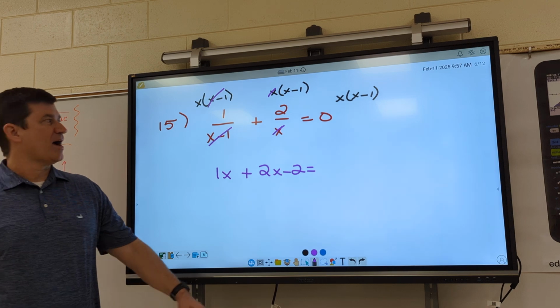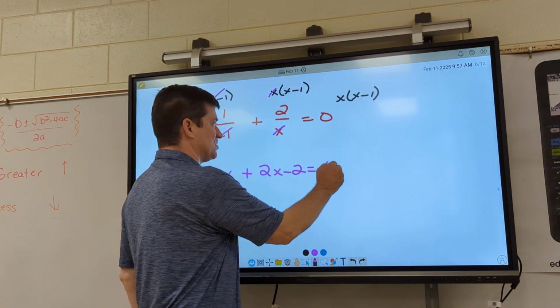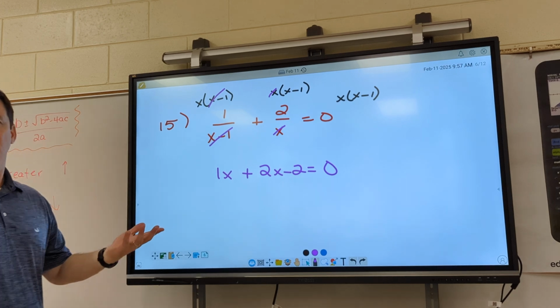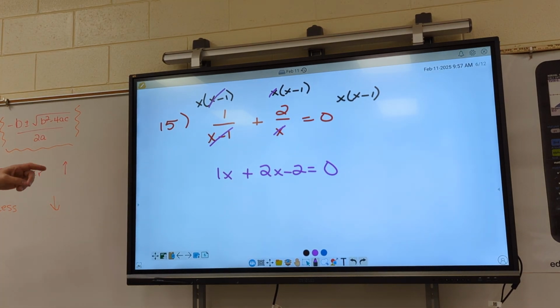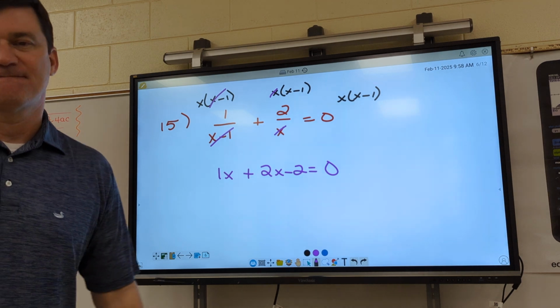All right, third fraction. Look, if you multiply 0 by anything, that's just going to be 0, so I don't even have to do that side. Once again, do we have an x squared? Nope, so we don't do the quadratic formula. We just do our regular adding like terms. Get your x's on the left, numbers on the right. See what y'all get.